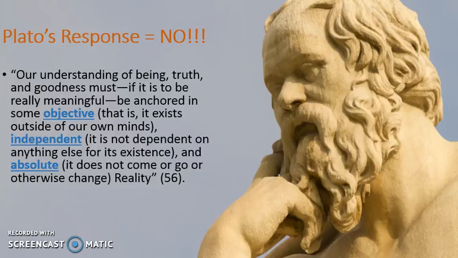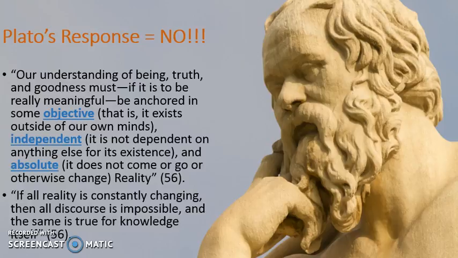According to Plato, our understanding of being, truth, and goodness must be anchored in some objective, independent, and absolute reality. That reality is objective in the sense that it exists outside of our own minds. It's independent in that it's not dependent on anything else for its existence. And it's absolute in the sense that it does not come or go or otherwise change. So you can see how Plato's answer to subjectivism says that we have to have some sort of absolute reality that does not change, even if everything in the world around us is changing.